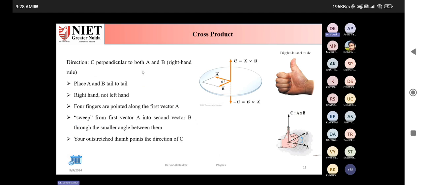So the direction of the cross product, as I already stated, is given by the right hand thumb rule. You curl the fingers from the first vector to the second vector, and your thumb will point in the direction of the cross product of the two vectors, right? You can write it down as well, and then we'll close the class.